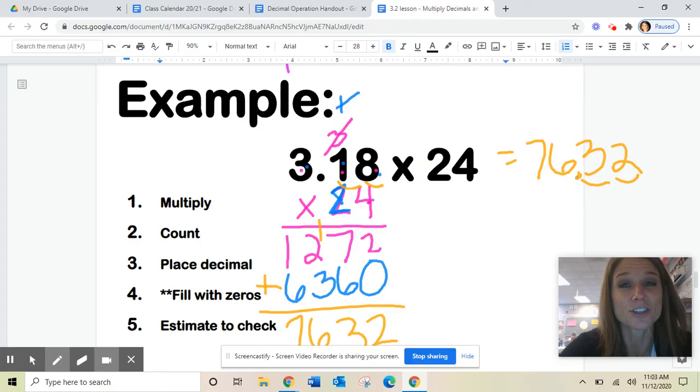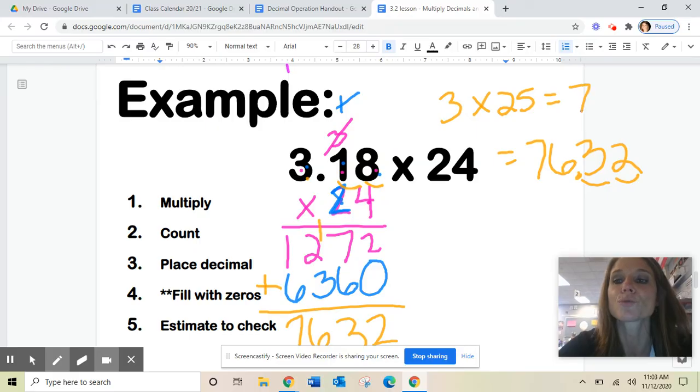I'm going to estimate to check that this is close. So we call this about a 3. I'm going to call this about a 25. Think money. 3/4 is about 75. So 3 wholes of 25 is about 75. And $76.32 is pretty close to 75 bucks. So I know that my answer is reasonable.